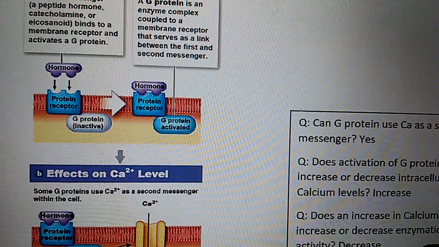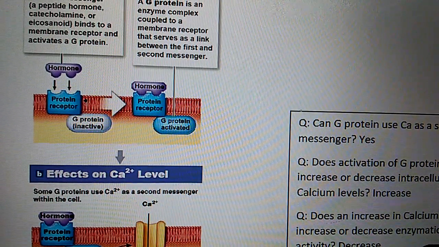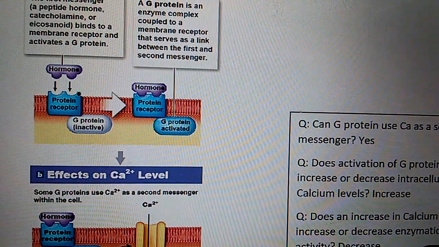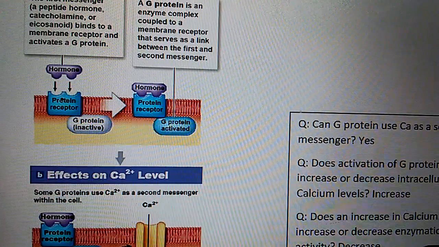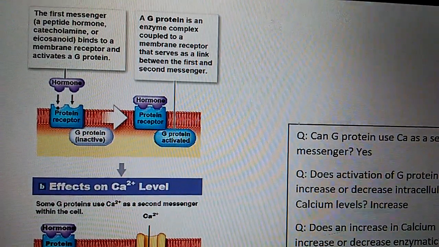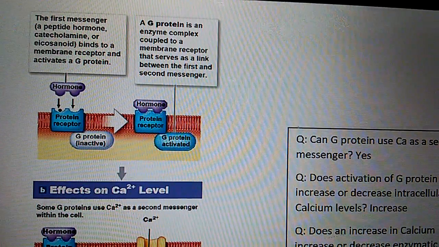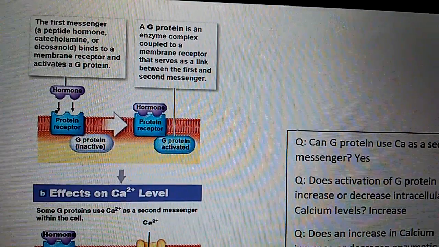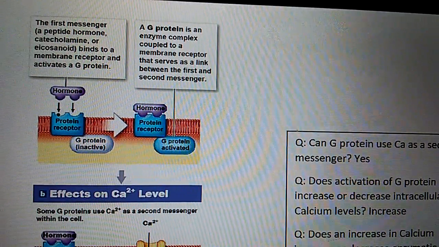Okay. Is calcium a second messenger? Yes. Is cyclic AMP a second messenger? Yes. Can G protein use calcium as a second messenger? Yes. What links a first messenger to a second messenger? G protein.